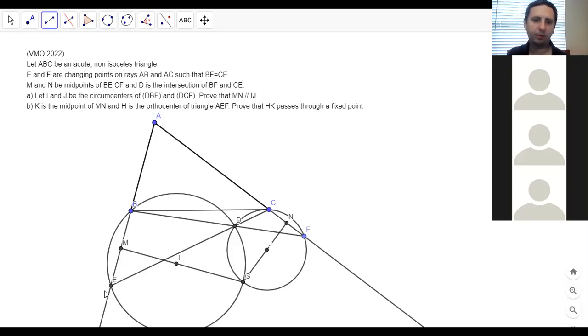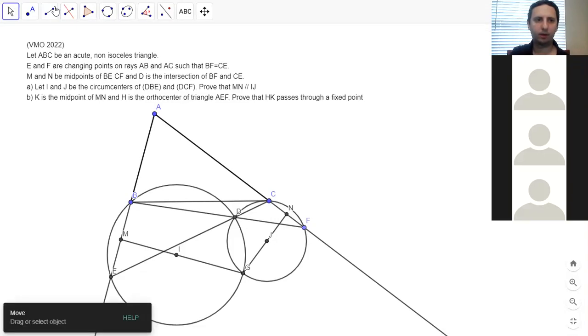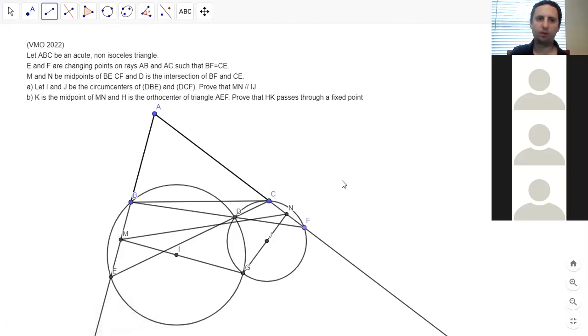And also from there I think it's obvious by similarity that IJ would be parallel to MN, because we want to show GI over GM is GJ over GN. Yeah, those two triangles are similar. So part A follows from that, right? Okay, so we've solved part A.